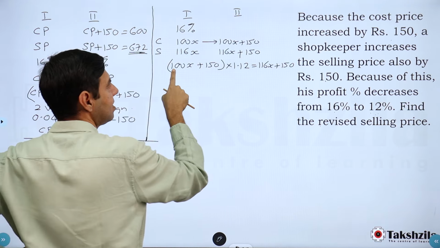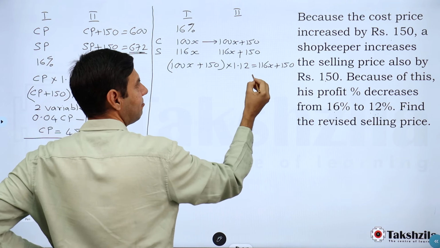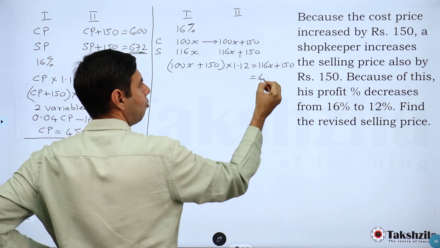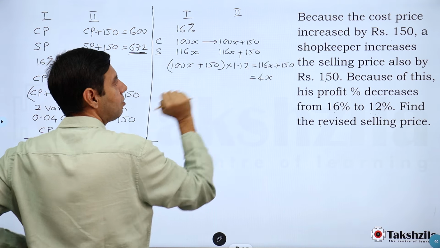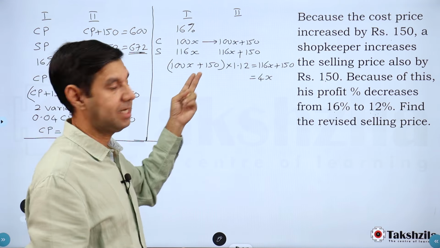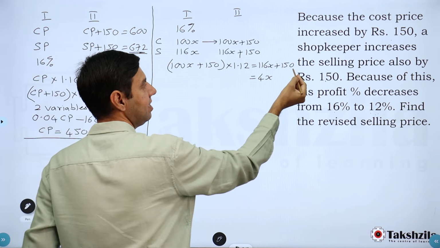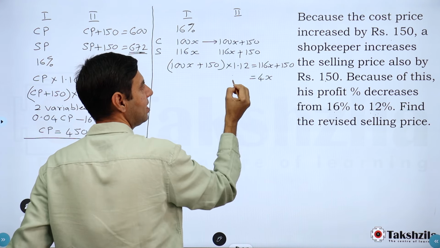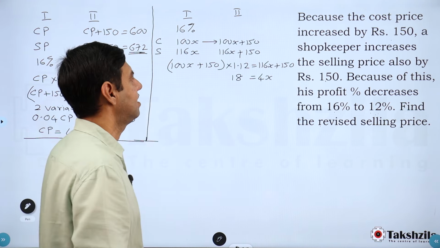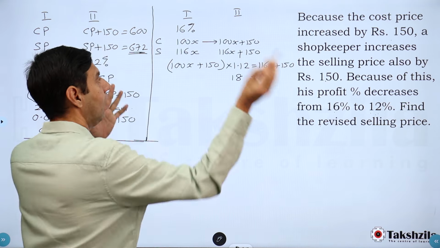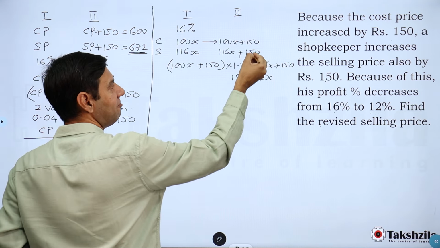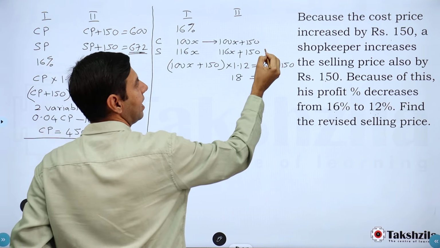So this into this is 112x, this is 116x, so you have a 4x. 1.12 into 150, I have discussed this earlier, so this is 160, this is 150, so the leftover is 18. So you get x is equal to 4.5.